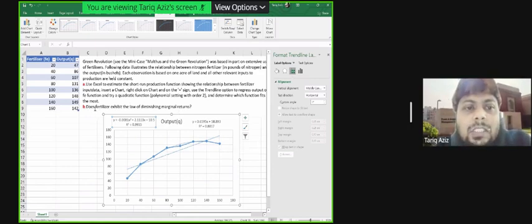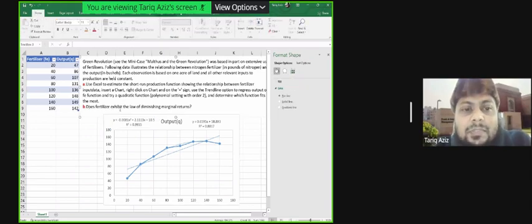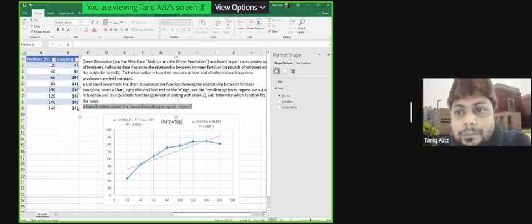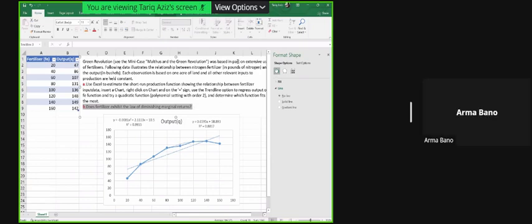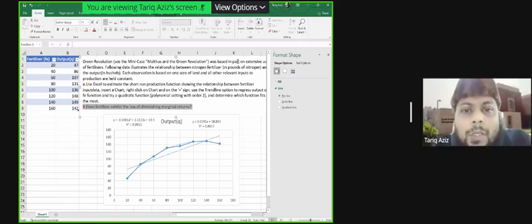So the second point that is being asked here is, does fertilizer exhibit the law of diminishing marginal returns? So what is your answer? Can anybody tell me whether fertilizer is experiencing diminishing marginal return or not? Yes, sir, it is. Yes, right. Okay, thank you very much.